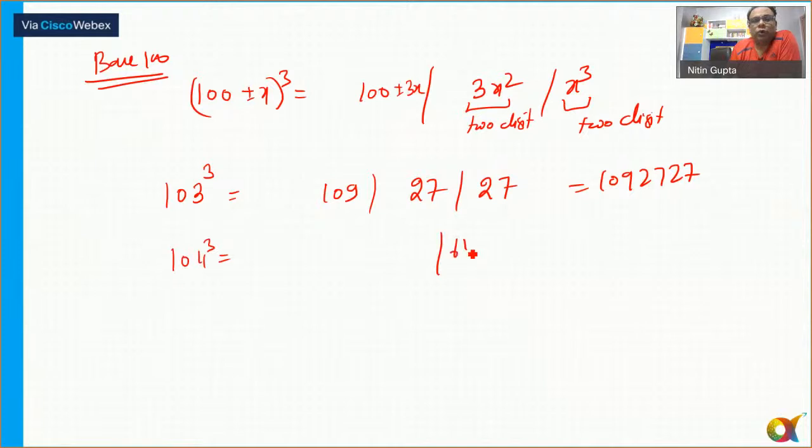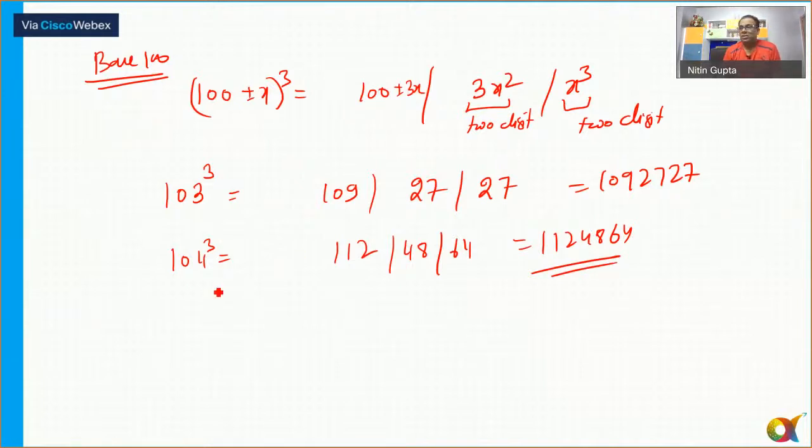If I need to find out, let's say, the cube of 104: 4 cube is 64. 4 square is 16, into 3 is 48. And 4 into 3 is 12, plus 100, so 12 plus 100 is 112. So it is 1124864. That is the value of 104 cube.